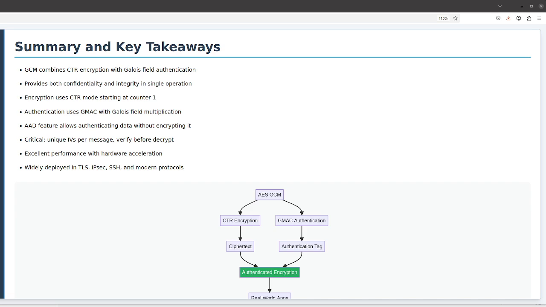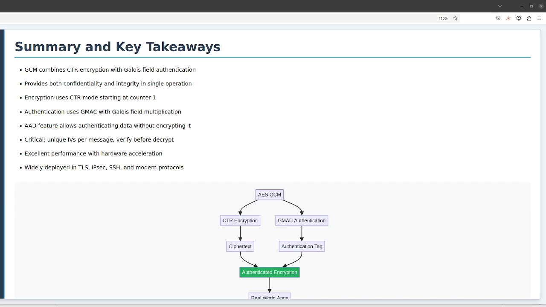The critical security requirement is never reusing an IV with the same key. IV reuse breaks both confidentiality and authentication, allowing attackers to recover the authentication key and forge arbitrary messages. IVs should be generated either sequentially with persistent state or randomly using cryptographically secure randomness.